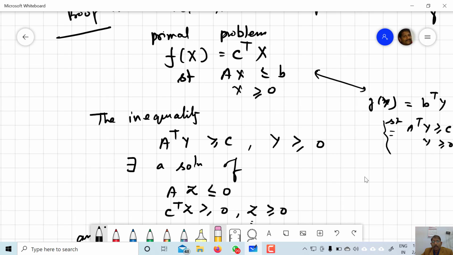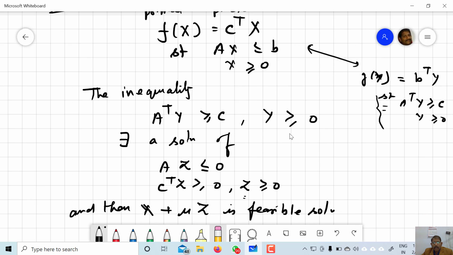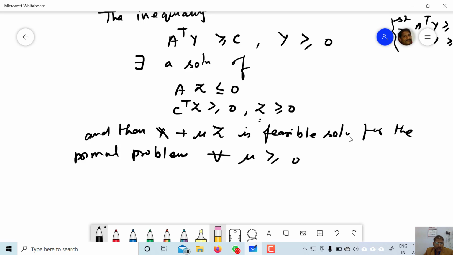Why? Because Ax is less than or equal to b. So to make it equal to b, we have to add some variable here. So I have included a variable like this, a slack variable z and mu. Okay, so in this way it will be a feasible solution for the primal problem. For the primal problem, for all mu positive.